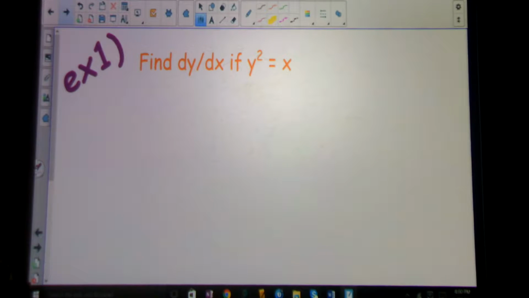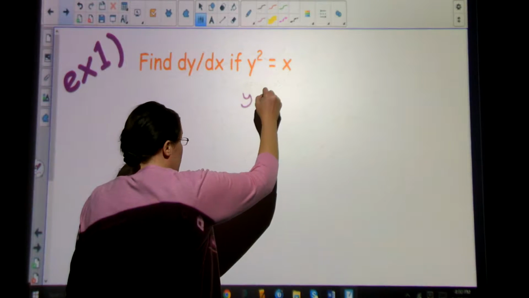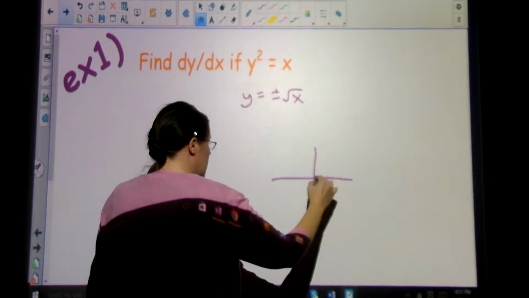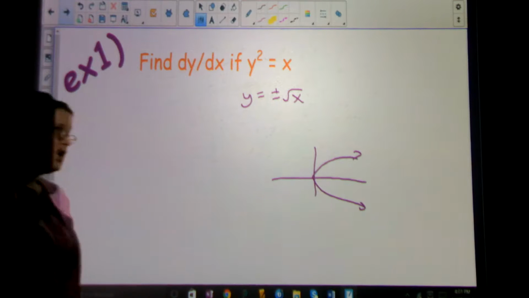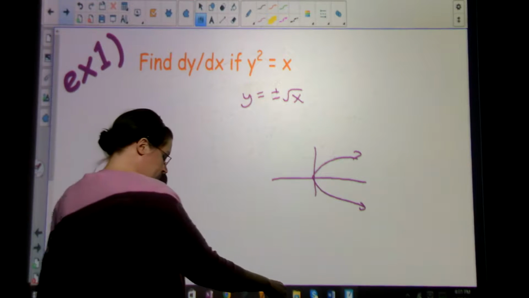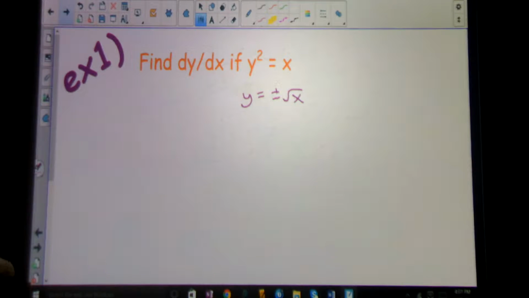So let's start with an itty-bitty dinky one. Eventually we're going to go back to the one we started with. Find dy dx if y squared equals x. Now, we know what this looks like. We could solve for y explicitly, but be careful if you do that, you actually have plus or minus square root. So we're talking positive square root, negative square root. This is not a function. So we're actually taking the derivative of something that is not a function. And that's okay. That's what implicit differentiation is mainly used for, things that are not functions.